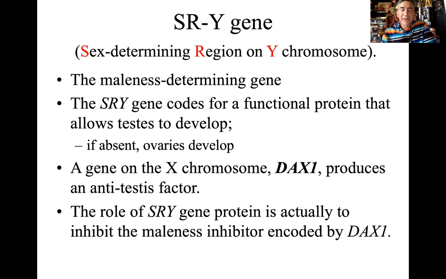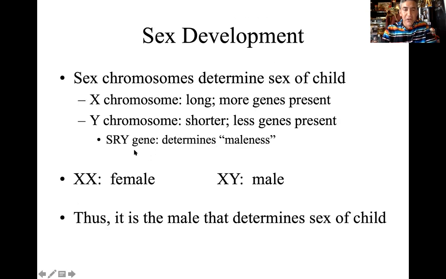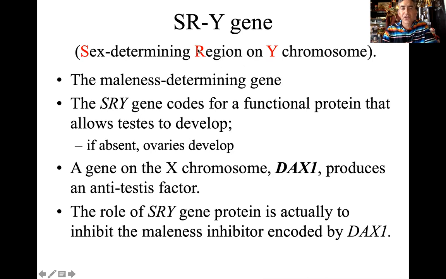A lot of words here, right? But this gene, this SRY gene on the Y chromosome, right? That is the sex determining region on the Y chromosome, SRY, the maleness determining gene. This gene codes for a functional protein that allows testes to develop. So if we don't have this SRY gene, we don't allow testes to develop. There's no testosterone, so ovaries will develop instead. So the Y chromosome has the instruction that allows testes to form, which allows the male anatomy to develop.